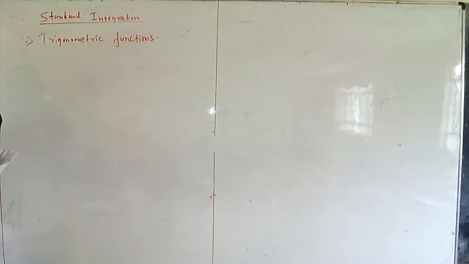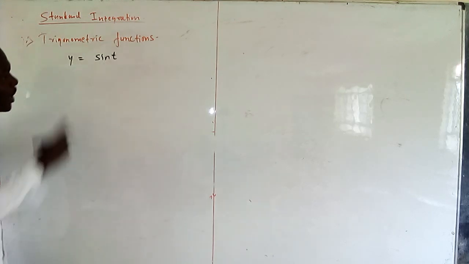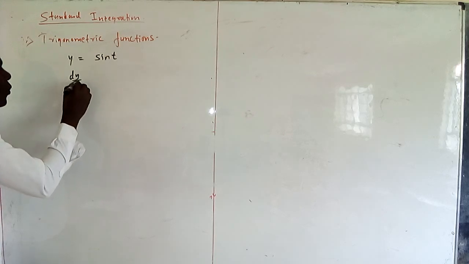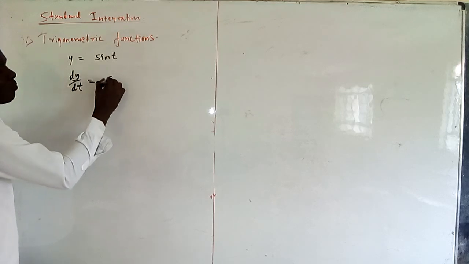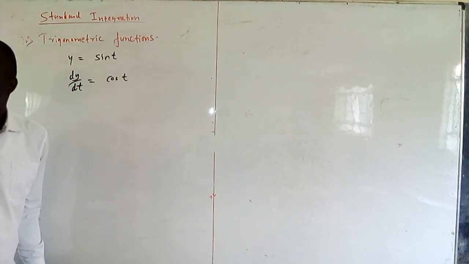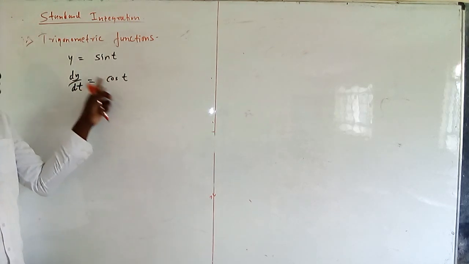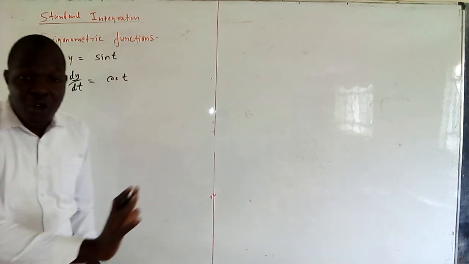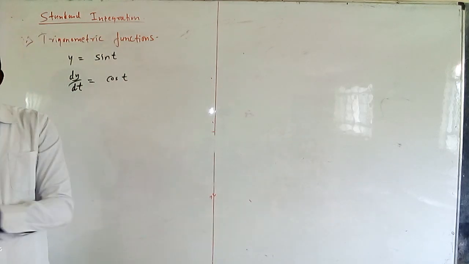Let me use the concept of differentiation for you to spell it out clearly. If you have y equals sin t, differentiate y with respect to t. If you differentiate y with respect to t, you have dy over dt equals to? If you differentiate sine, what do you get? Cos, isn't it? So dy over dt is cos t. Then we do separation of variables, meaning the variables of t on their own, the variables of y on their own, isn't it?